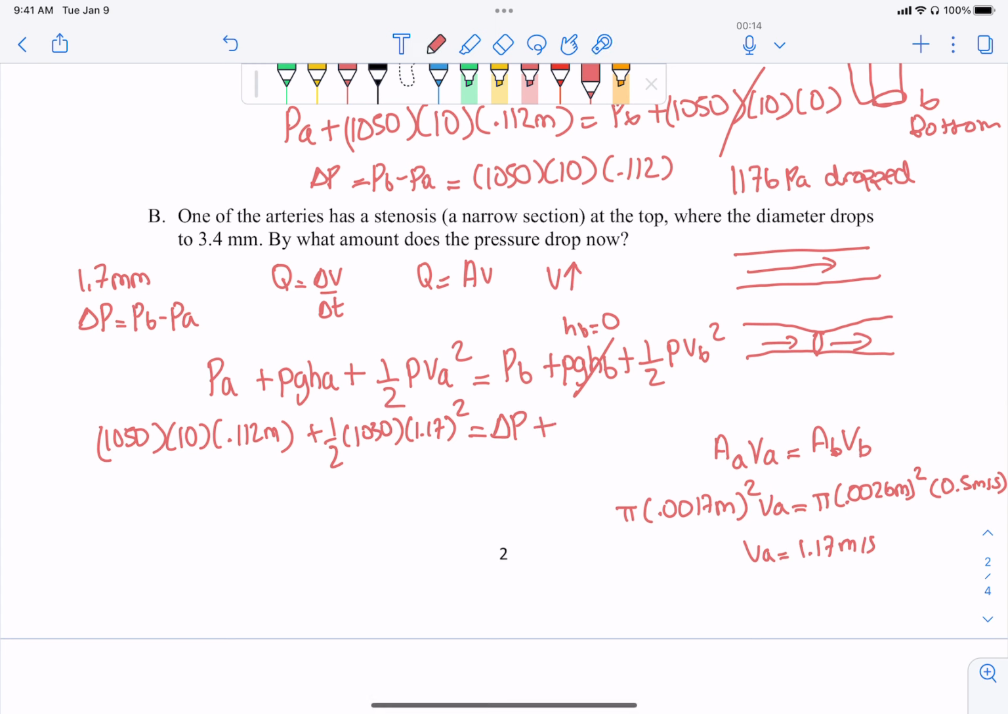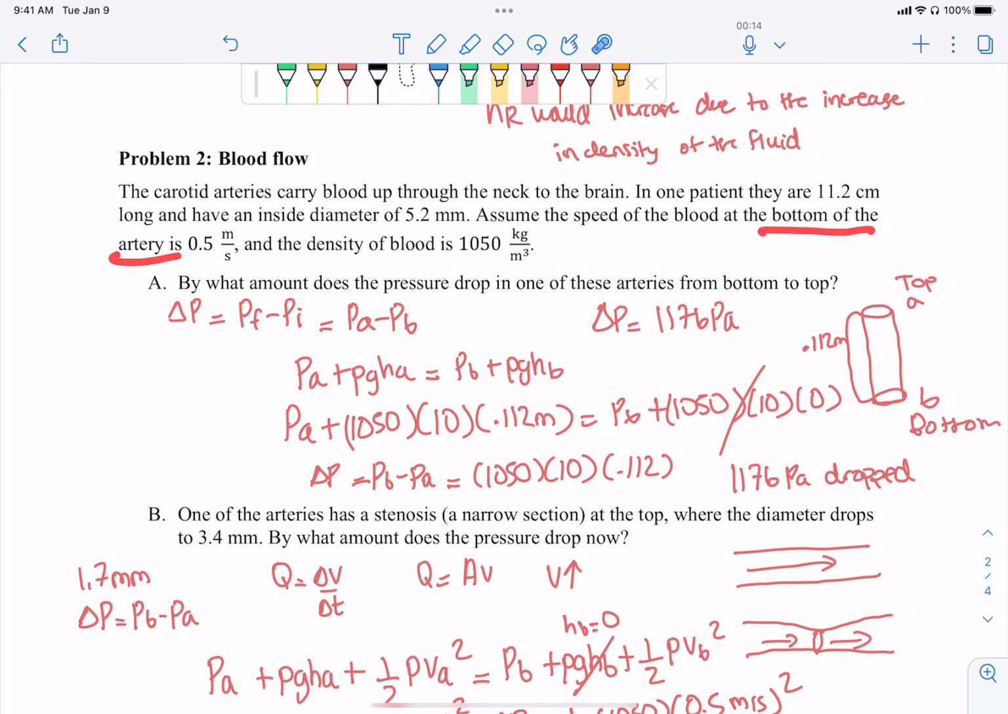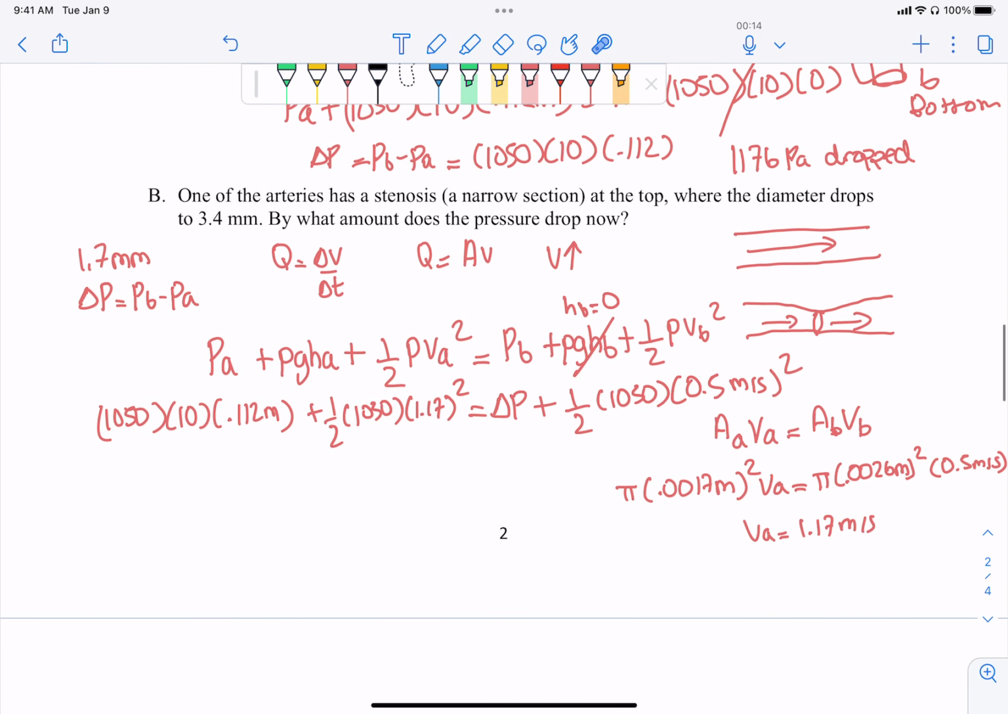And then over here, remember we subtracted PA, so we have PB minus PA, which is delta P. And now we also have plus 1/2 times the density again, multiplied by our VB, which was 0.5 meters per second, and then square that, right? So the bottom of the artery had a speed of 0.5 meters per second. So we can subtract this whole term over, add these up, and that'll give us our delta P.